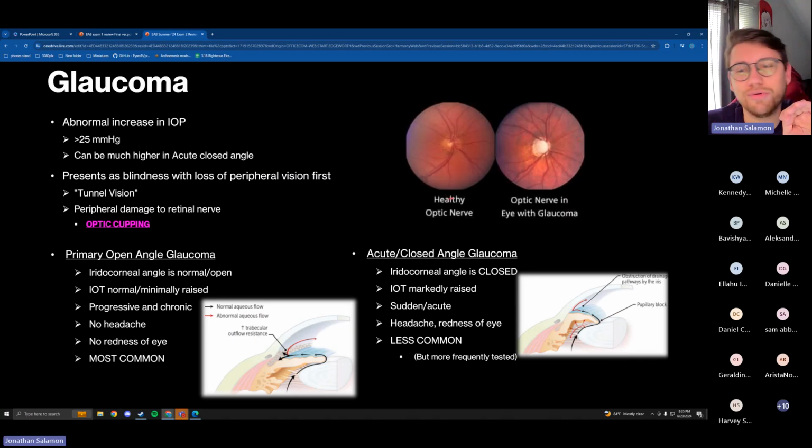Glaucoma is an increase in intraocular pressure. Cupping of the optic nerve should be your absolute dead giveaway that it's glaucoma. Acute angle glaucoma is very rare compared to open angle glaucoma. However, it is the one that is dangerous. It is the one that is sudden. It is the one that we can cause. Therefore, it is the one that is tested a lot.